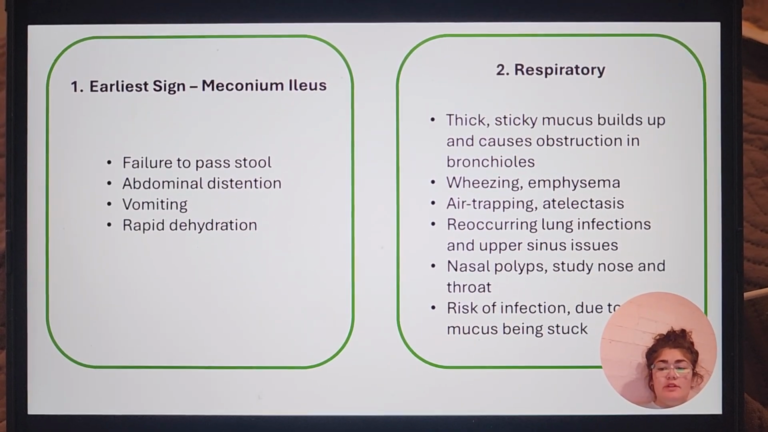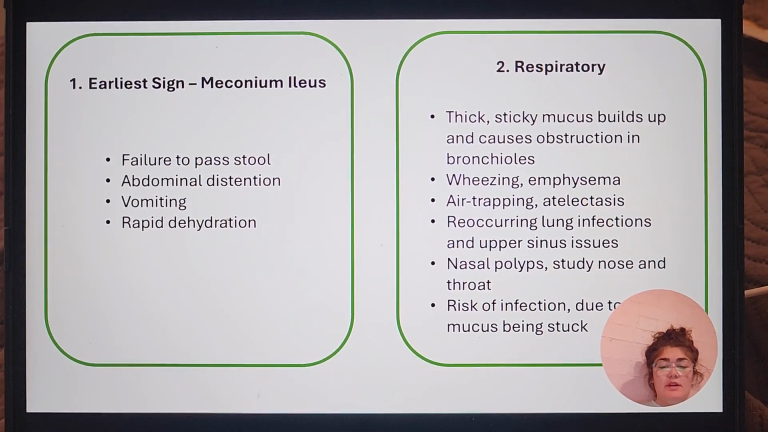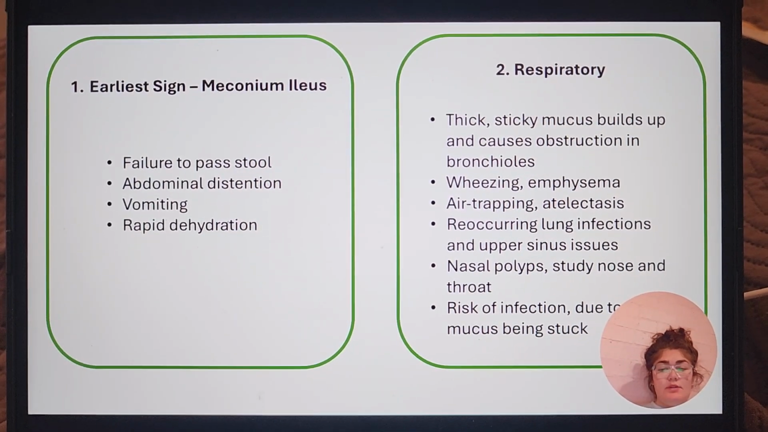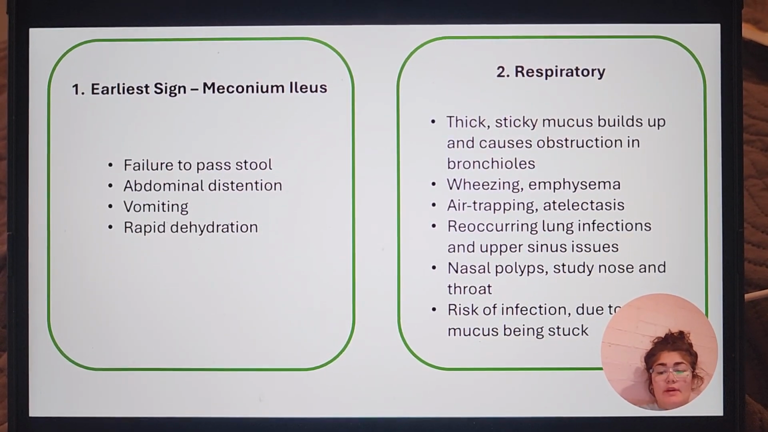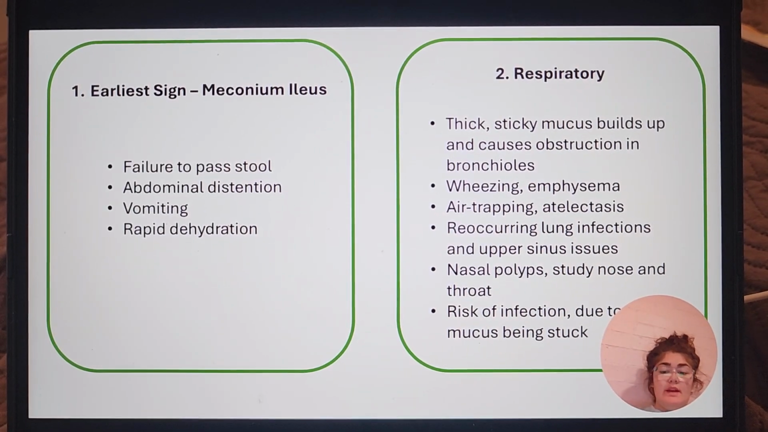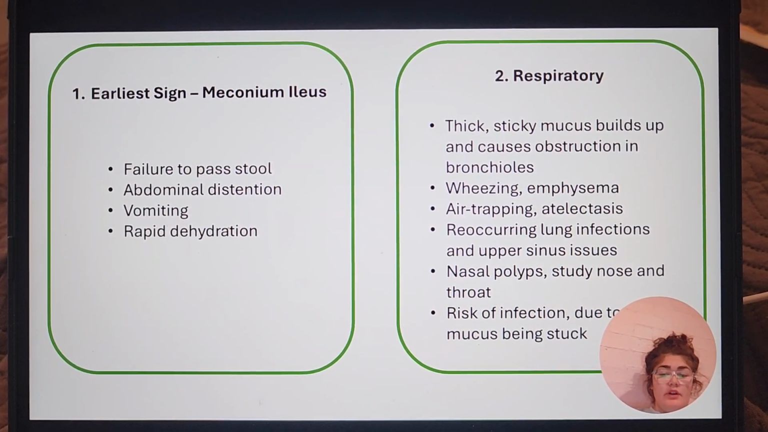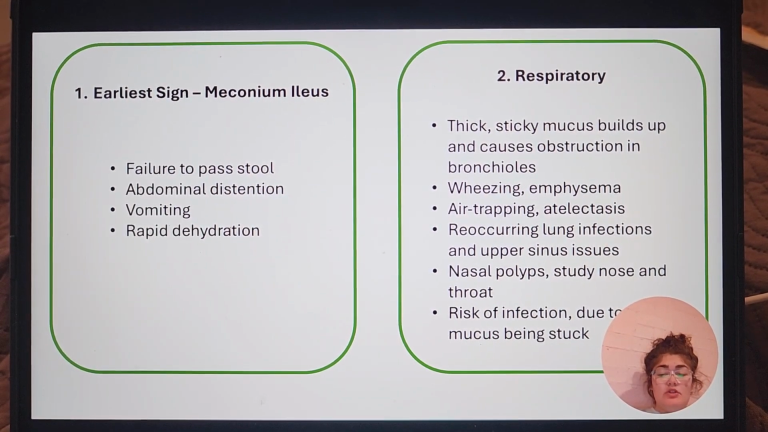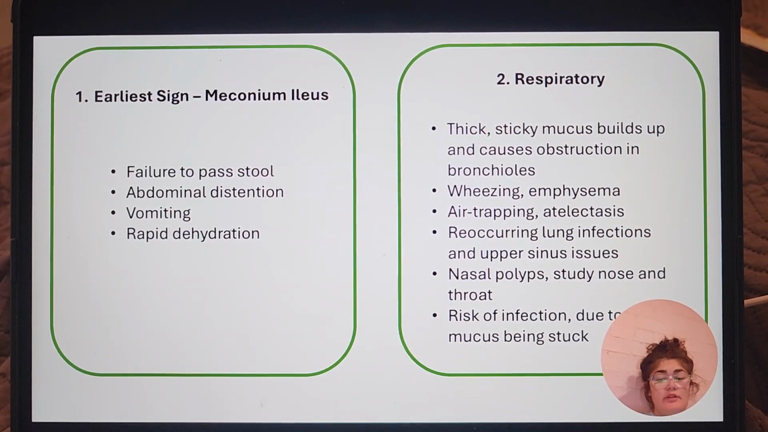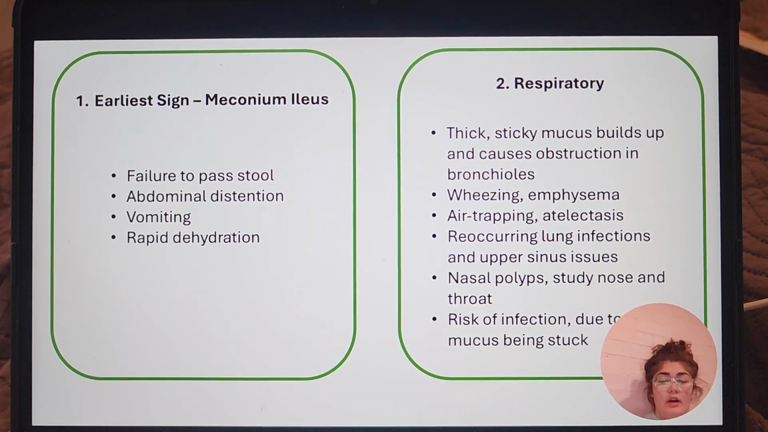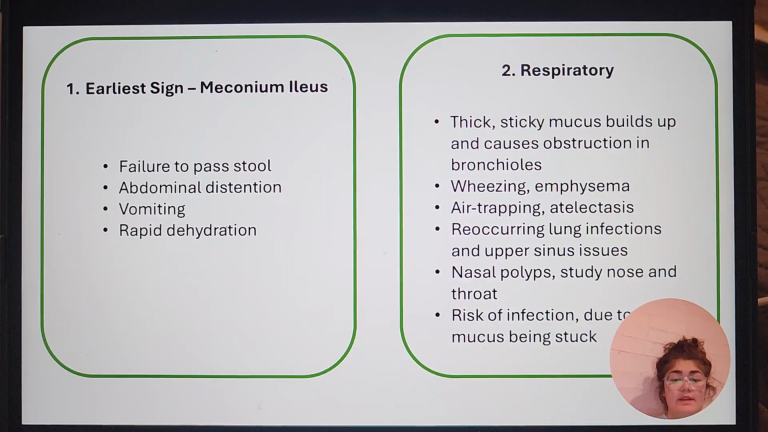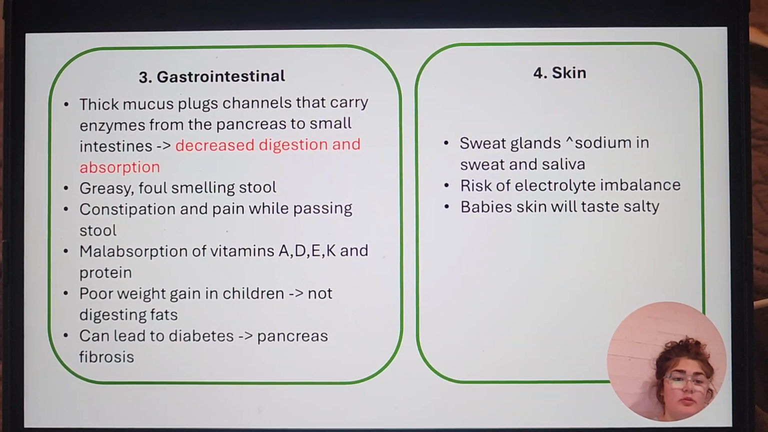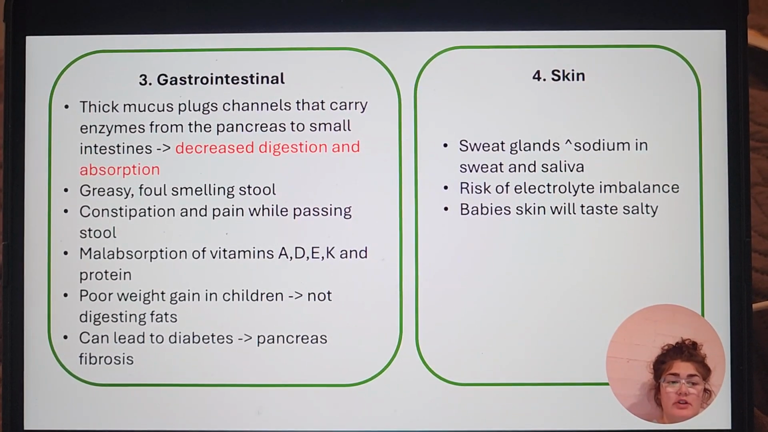Next, we look at how the respiratory system is affected. There is thick, sticky mucus that's built up and causes airway obstructions. There's wheezing and air trapping. Recurring lung infections and upper sinus issues will be happening. You also have a stuffy nose and a blocked throat, and a high risk of infection due to mucus being stuck.